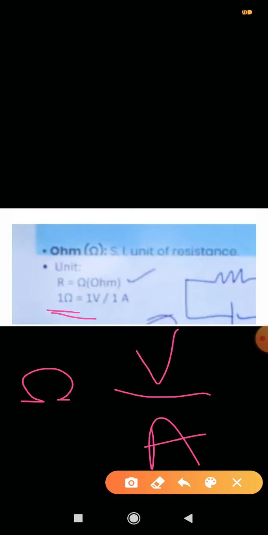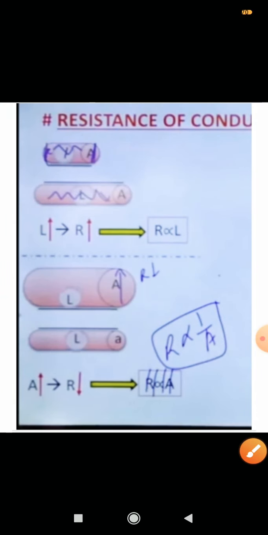And the formula of resistance is V upon I. One ohm is equal to potential difference upon ampere. Ampere stands for current, so potential difference upon current. We can also say volt upon ampere. So let's move ahead.